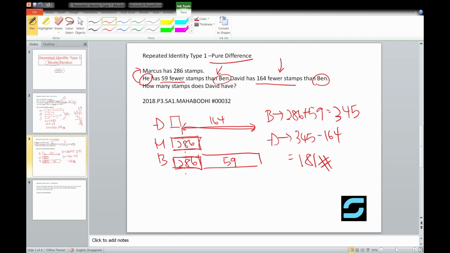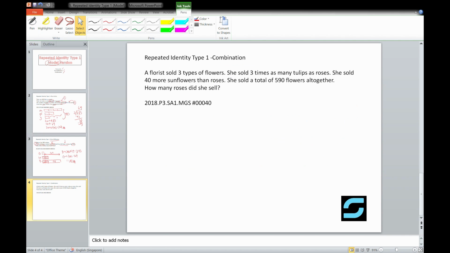Okay, so look at the last variation, where it's a combination of both units and difference. Same thing, we have two variables, tulip versus rose, and then later we have sunflower versus rose. So rose is the repeated identity. It's a non-internal transfer, so you should draw the unit scenario first.